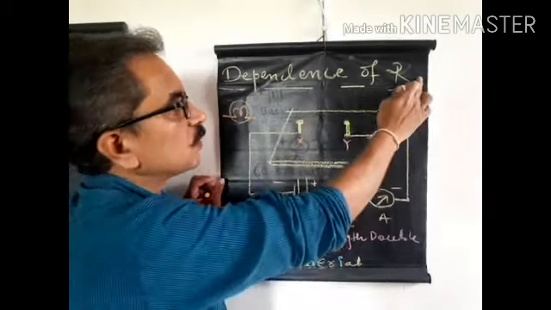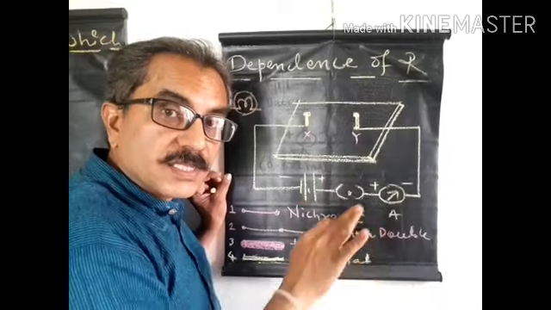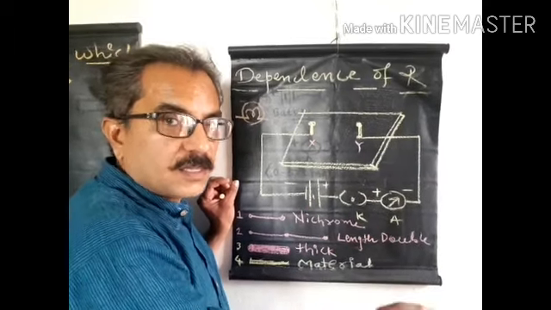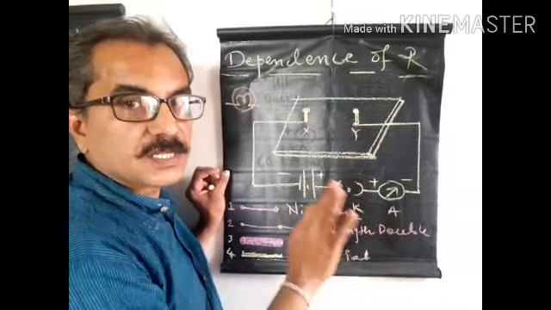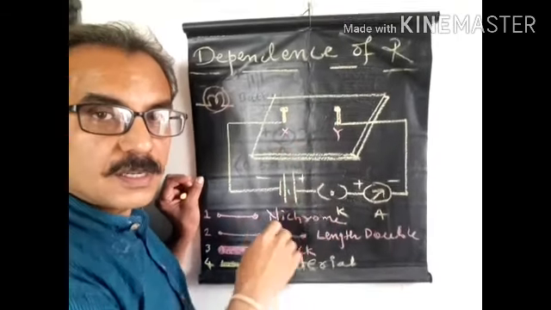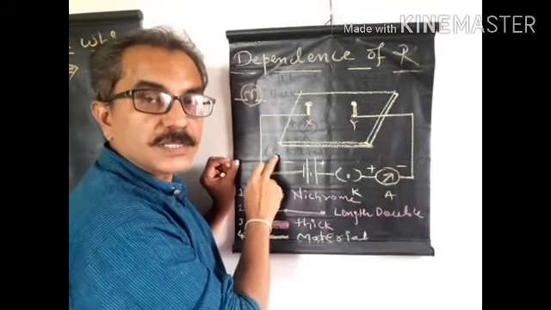Now today we just want to understand the factors on which resistance depends. So today we are discussing the factors on which R depends, the dependence of resistance on different factors. That can be understood by using this activity which is shown in the textbook.